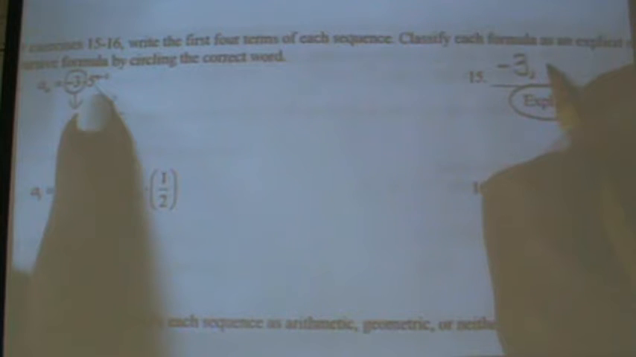So, if that -3 is our first term, how do you get the next term? Times it by 5, what do you get? -15, then multiply that by 5, and then another one. 375. Very good.